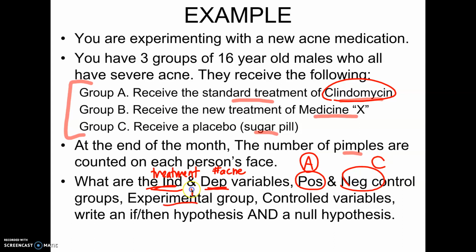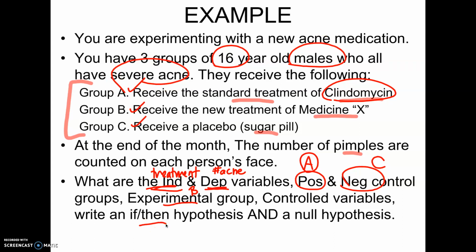And then our experimental group would be Group B, because we don't know if our treatment works. So again, our positive control group, they're receiving a treatment that we know should work. Group B is our experimental group. We don't know if that'll work or not. And Group C is getting a sugar pill, so this is our negative control group. Controlled variables, they're all 16. They're all males. They all have severe acne. Those are 3 controlled variables.